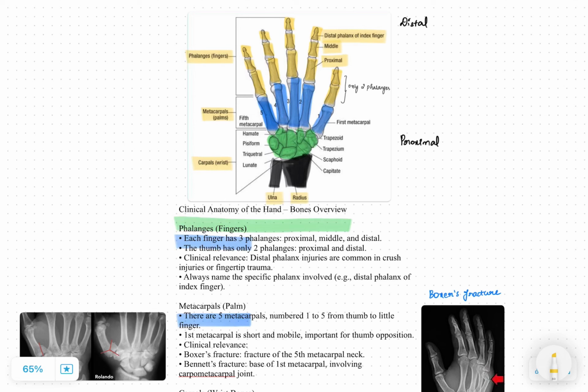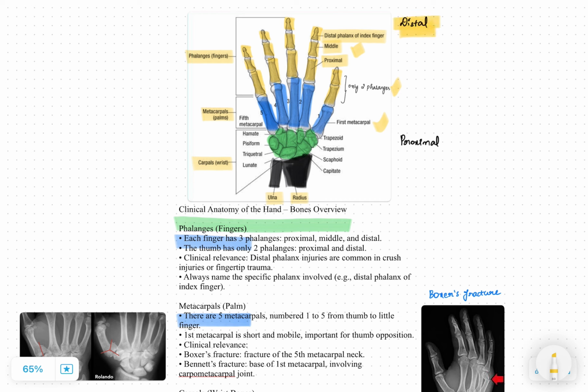Hello everyone, in this video we are going to discuss the anatomy of the hand. So here the bones of the hand are shown in this picture. From proximal to distal we have carpal bones, metacarpal bones and phalanges. So firstly we will talk about the distal part, that is the phalanges.